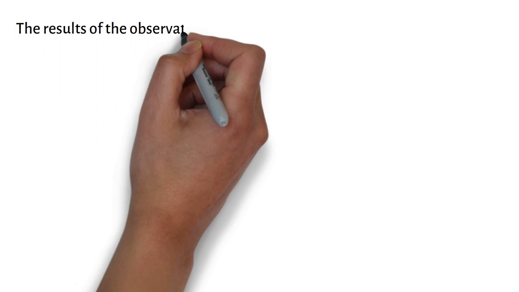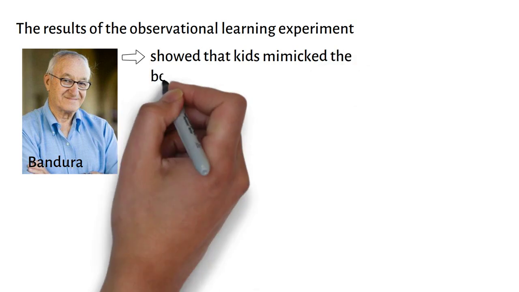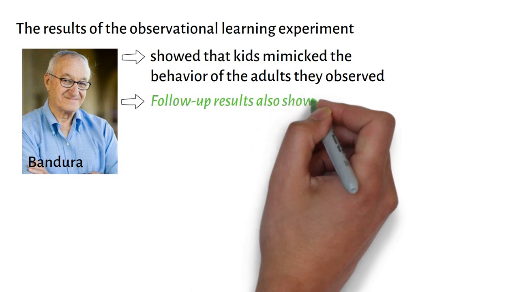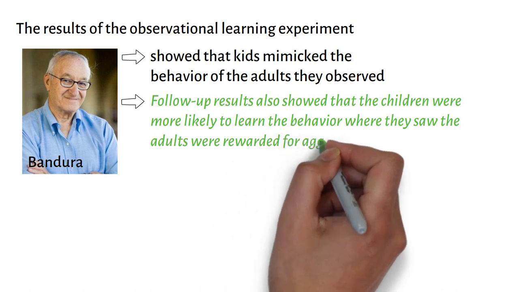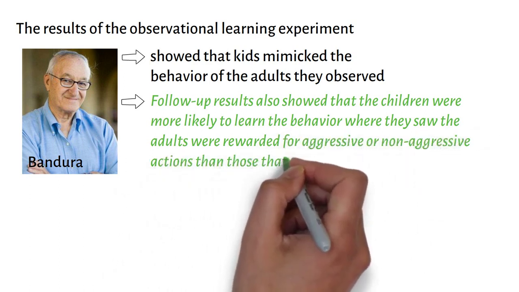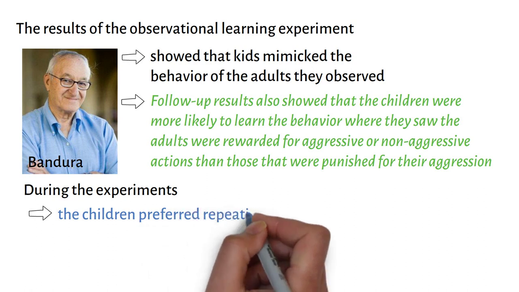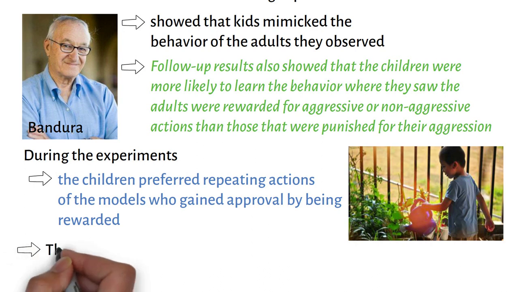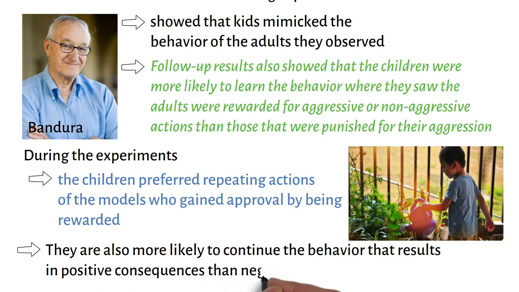The results of the observational learning experiment, according to Bandura, showed that kids mimicked the behavior of the adults they observed. Follow-up results also showed that the children were more likely to learn the behavior where they saw the adults were rewarded for aggressive or non-aggressive actions than those that were punished for their aggression. During the experiments, Bandura noted that the children preferred repeating actions of the models who gained approval by being rewarded. They are also more likely to continue the behavior that results in positive consequences than negative consequences.